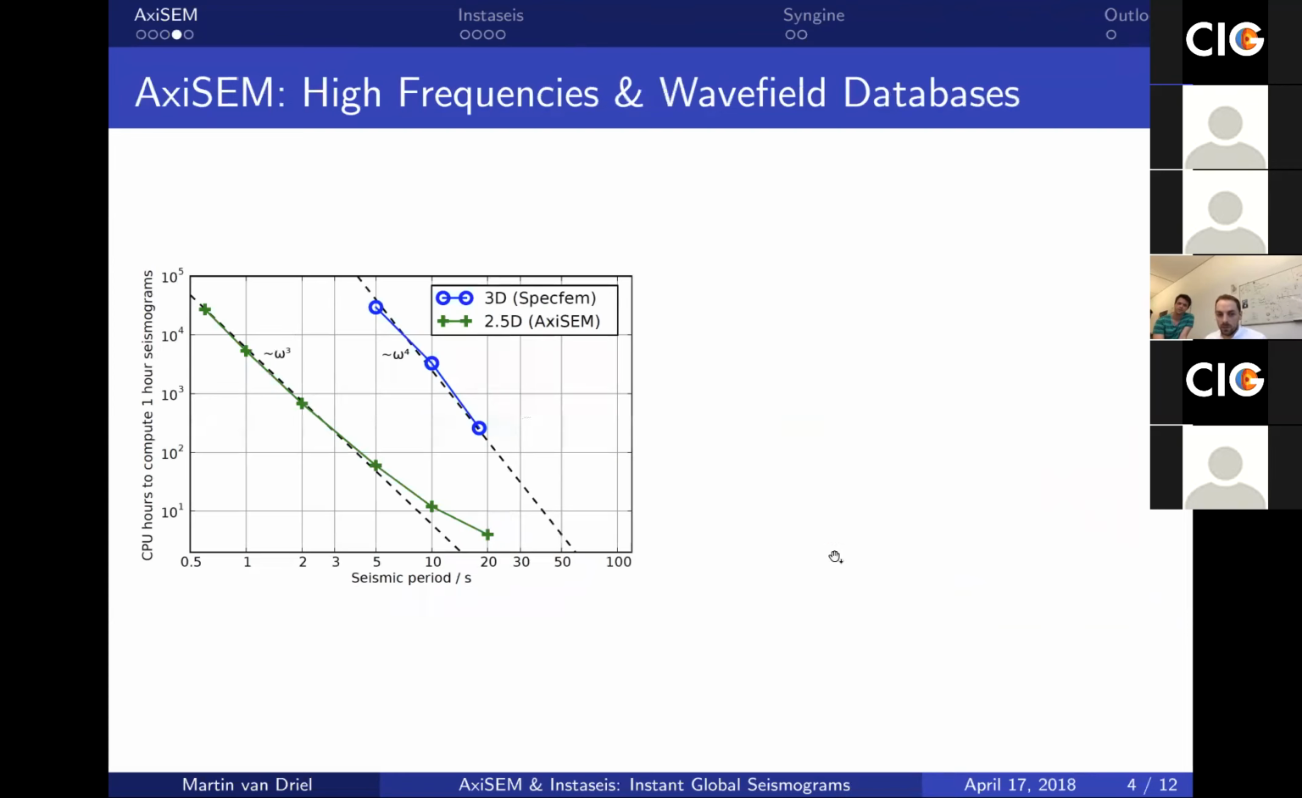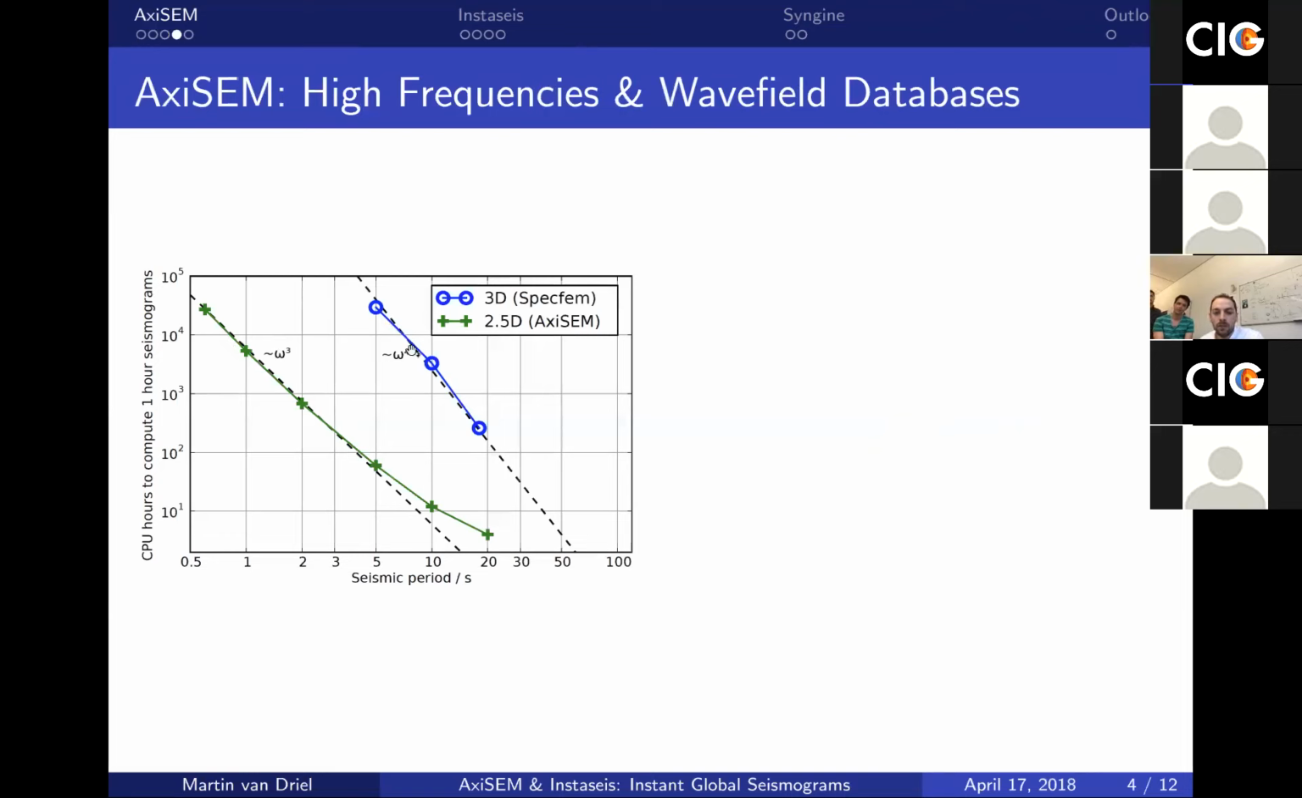This is again about the performance. So what we are comparing here is the number of CPU hours you would need to compute 1 hour of seismogram on a full global scale in AxiSEM and SpecFEM.